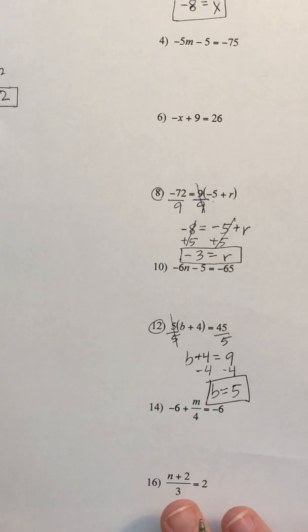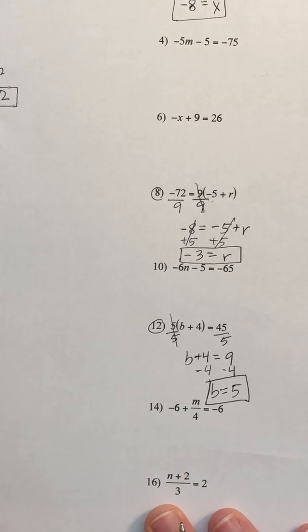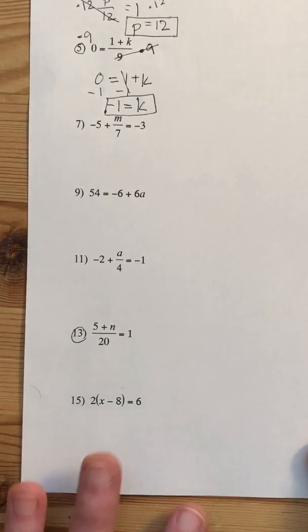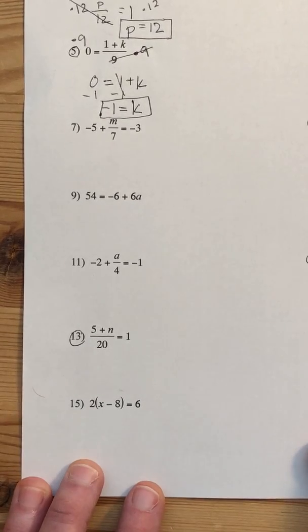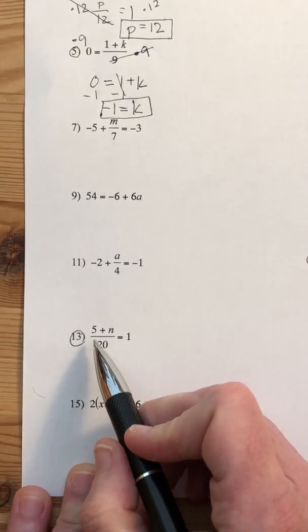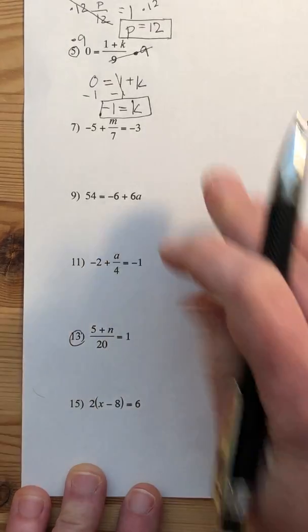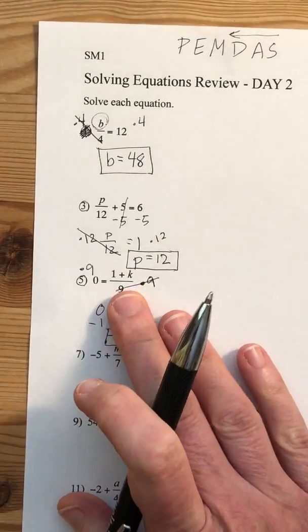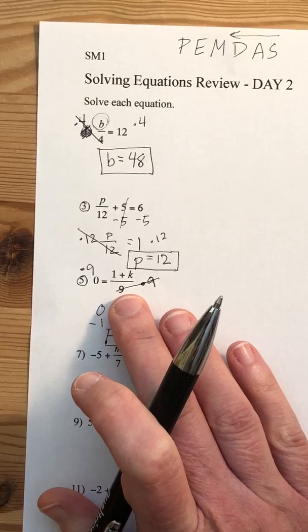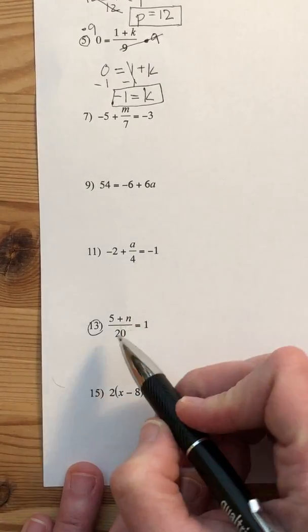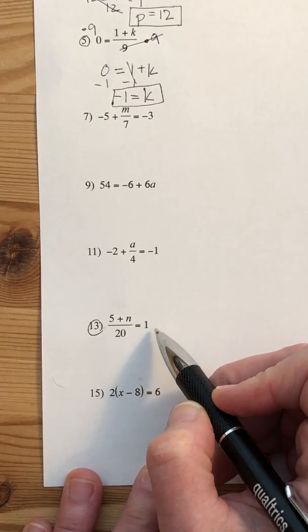All right, good work, guys. Let's also take a look at number 13 before I turn you loose and let you work on the rest of this by yourselves. Here's another one where we have 5 plus n, and that whole thing is over 20. So it's a little bit like number 5 was up here, where we had 1 plus k over 9. So back to number 13, we have 5 plus n over 20 equals 1.